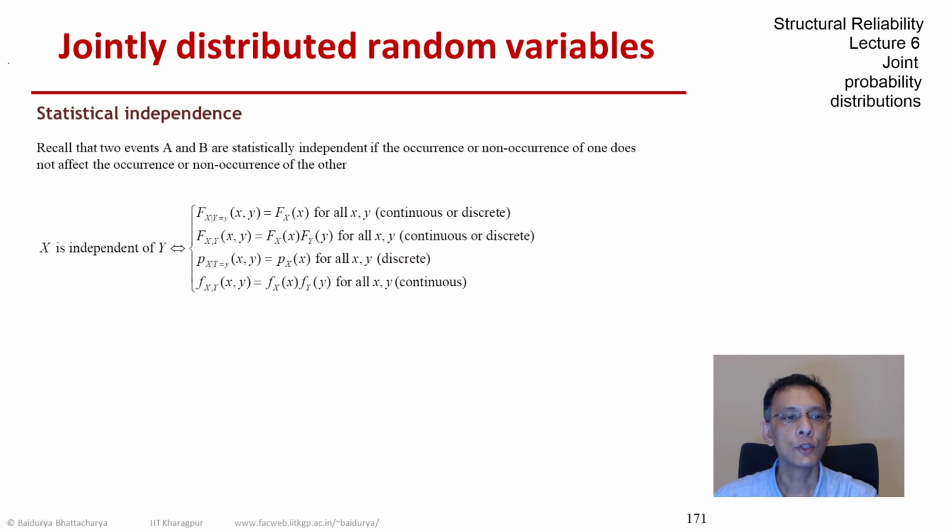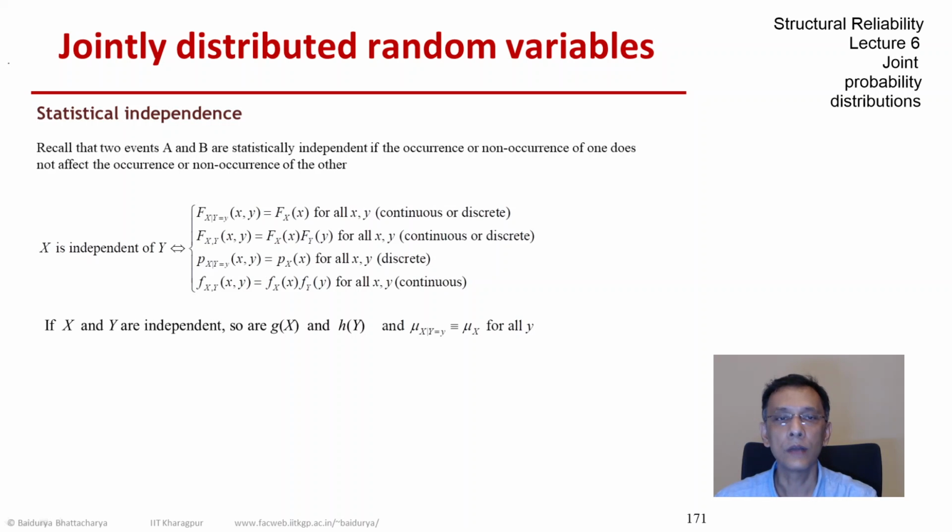possible pairs of points. So here you have four equivalent statements of independence between x and y, and each of these is both necessary and sufficient for independence. We can extend this idea to functions of random variables. So if x and y are independent, so are g of x and h of y, g and h being any function, and like the conditional mean of x given any value of y would be the unconditional mean of x, and so on.